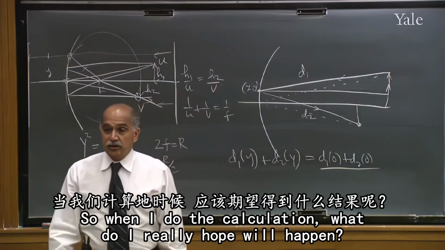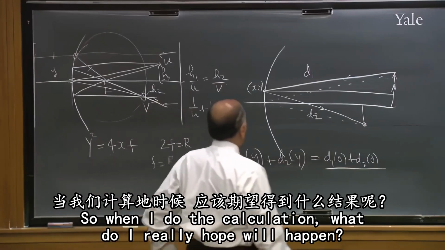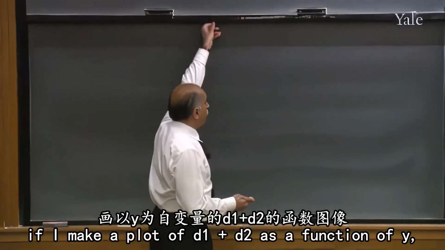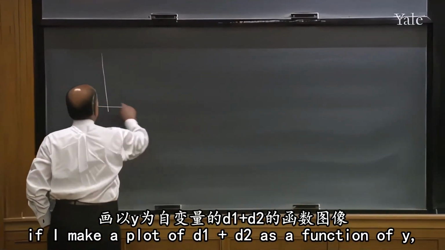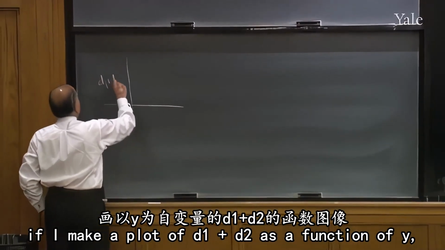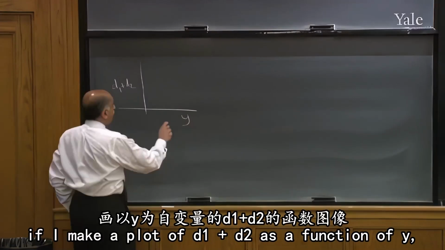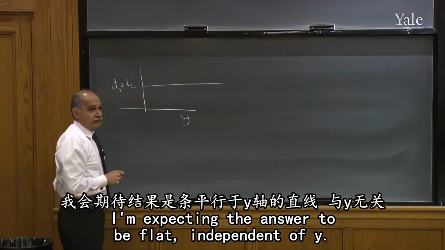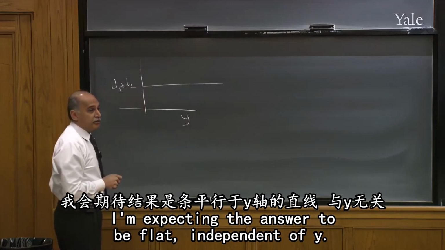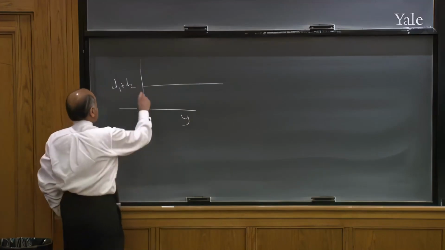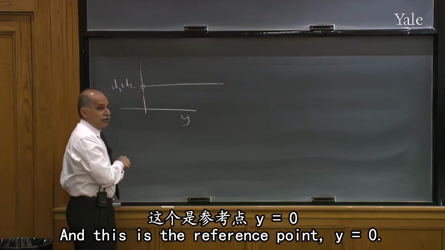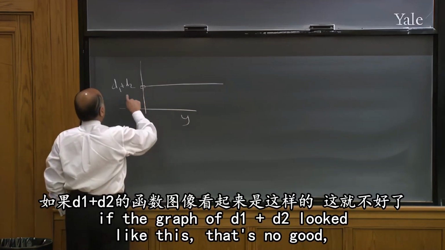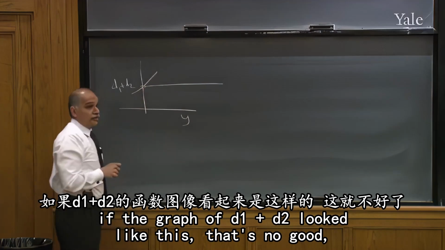So when I do the calculation, what do I really hope will happen? If I make a plot of d1 plus d2 as a function of y, I am expecting the answer to be flat, independent of y. And this is the reference point, y equal to 0. But when you do the calculation, first of all, if the graph of d1 plus d2 look like this, that's no good.